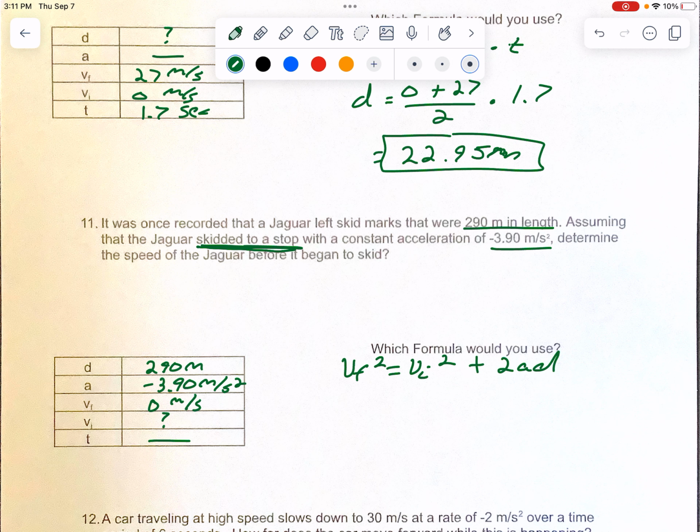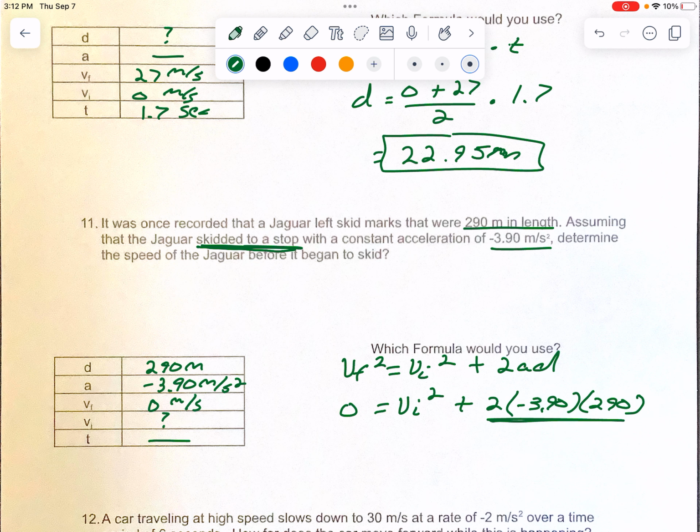Okay, so VF is 0 squared. It's just going to be 0. VI squared, we don't know, so we're going to leave it as VI squared plus 2 times A, which would be negative 3.90. Distance is 290.